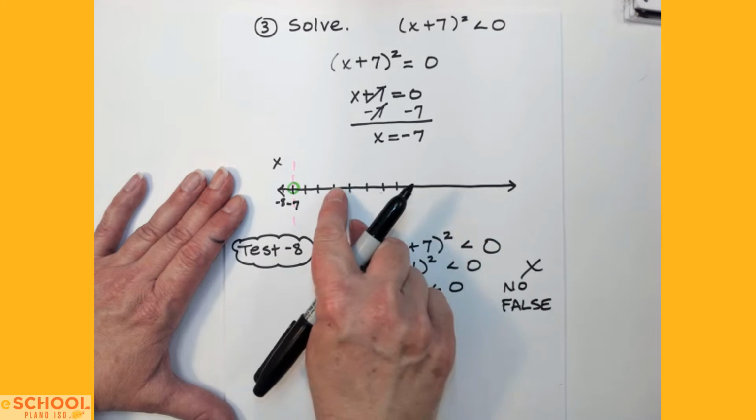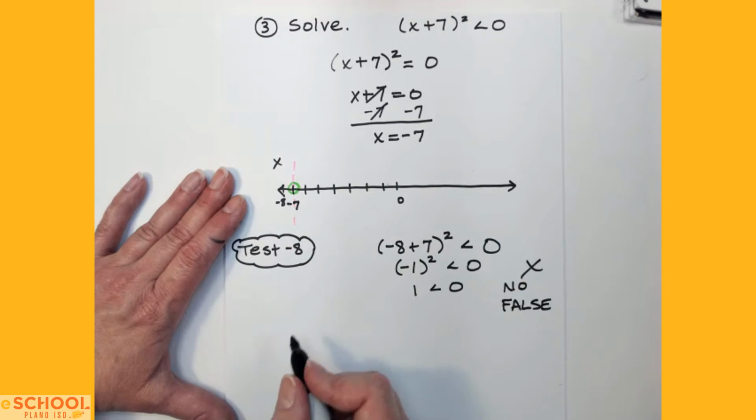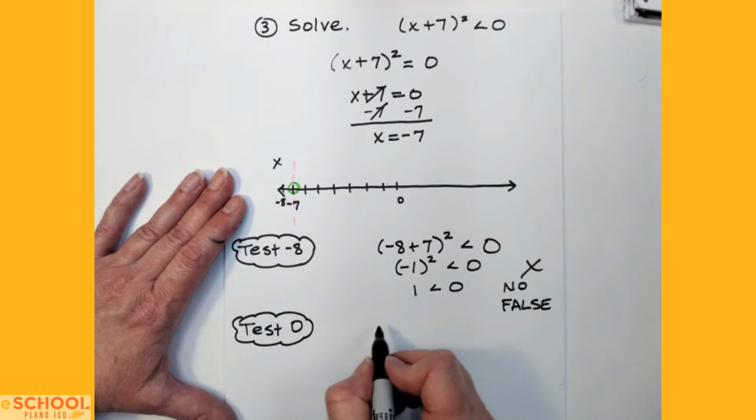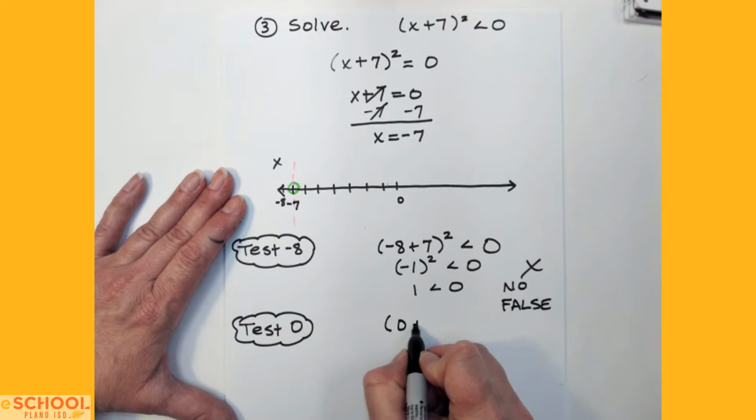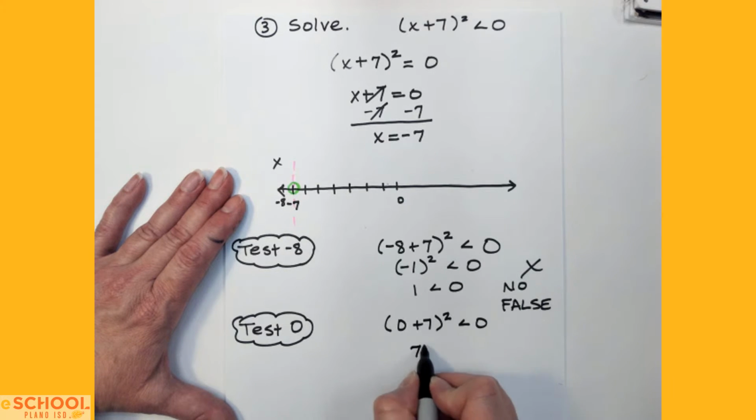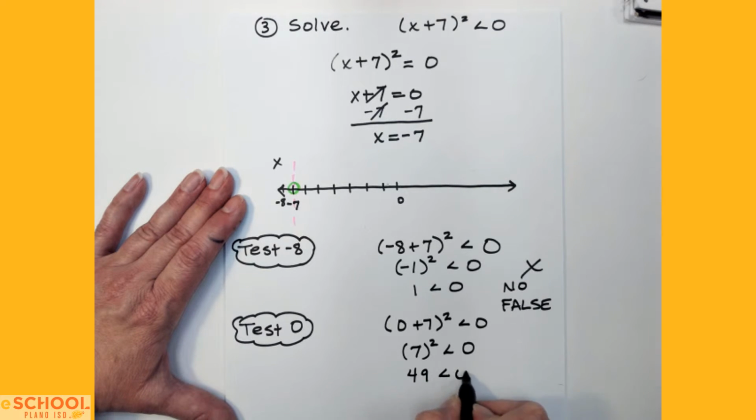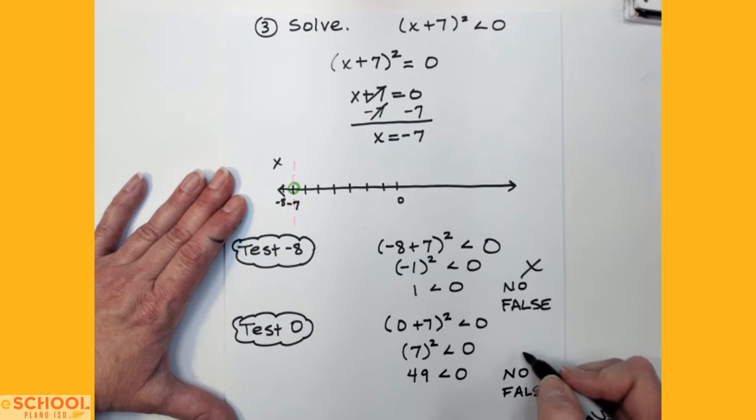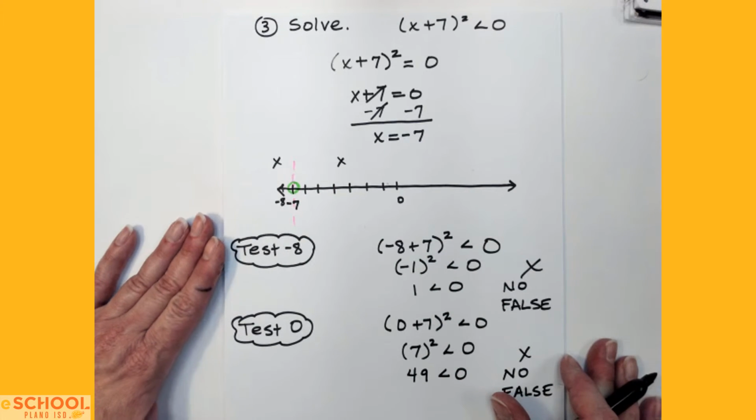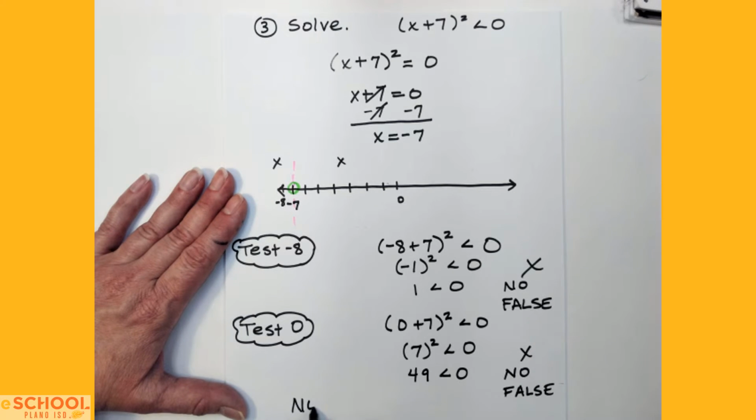So now I'm going to test 0. I know it's further away from our endpoint, but it's still in the interval. And we're going to plug in 0 everywhere we have an x. So 0 for x in (x + 7) squared is less than 0. Well, this will give me 7 squared less than 0. Well, 7 squared is 49. Is that less than 0? No, it's not. So both of my intervals gave me false statements. So therefore, since none of the intervals work, we actually have no solution to this quadratic inequality.